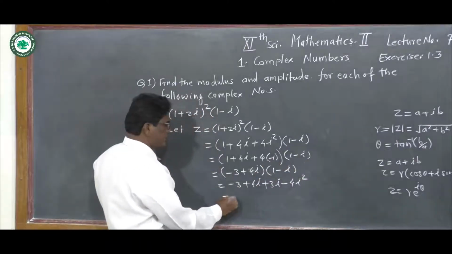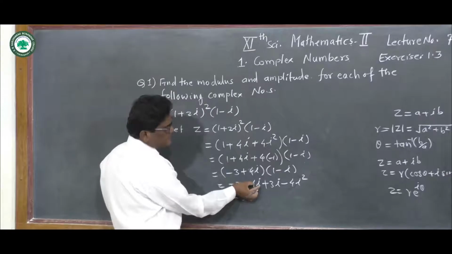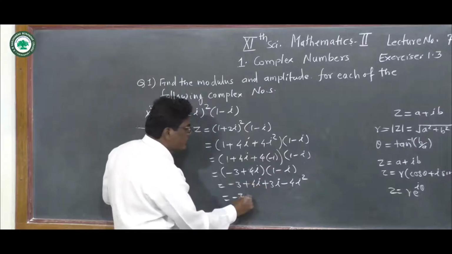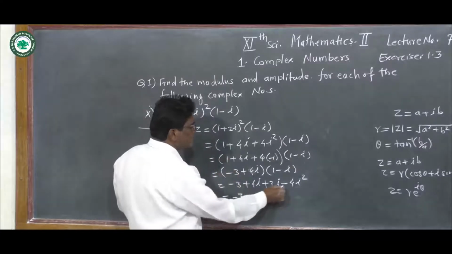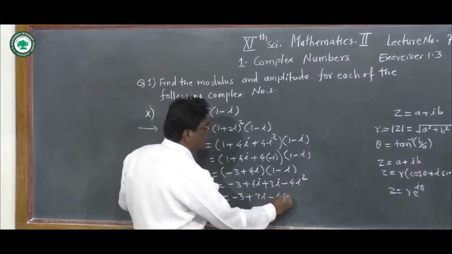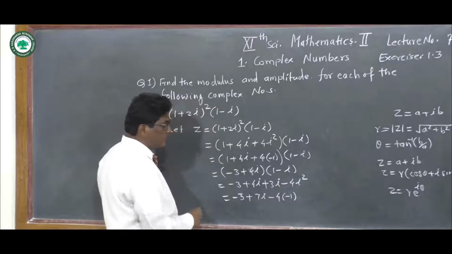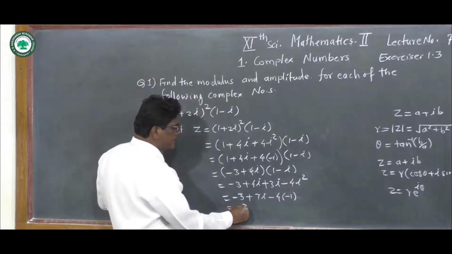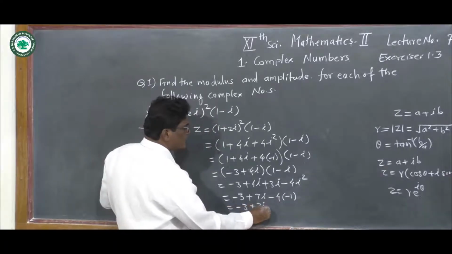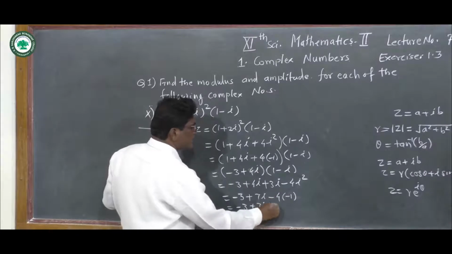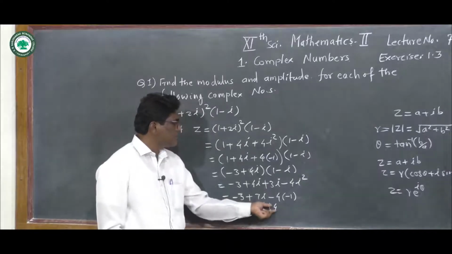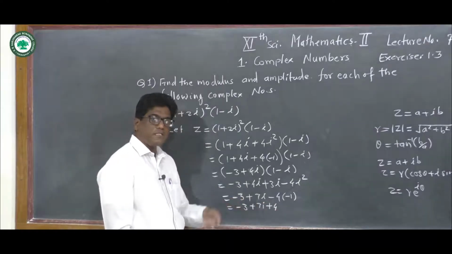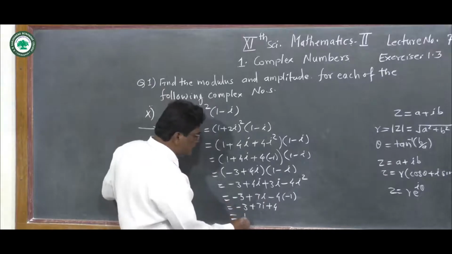So we get here this minus 3 as it is, plus 4i plus 3i, it is 7i. So plus 7i, 4 plus 3, 7, so 7i. And minus 4i square, and we know the value of i square is minus 1. So we get here this minus 3 as it is, plus 7i, and minus minus becomes plus 4. So minus 3 plus 4, this is the real part. We add this minus 3 plus 4, or 4 minus 3. 4 minus 3 is 1. So it is equal to 1 plus 7i.